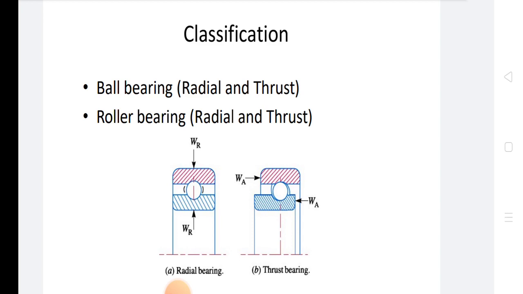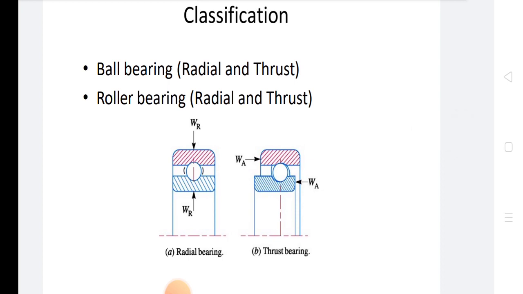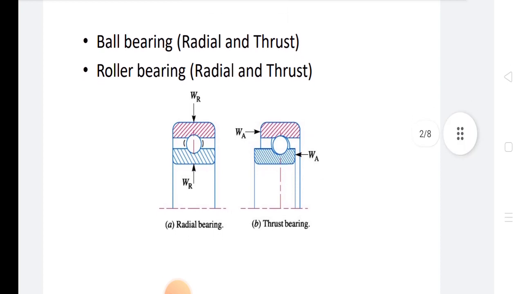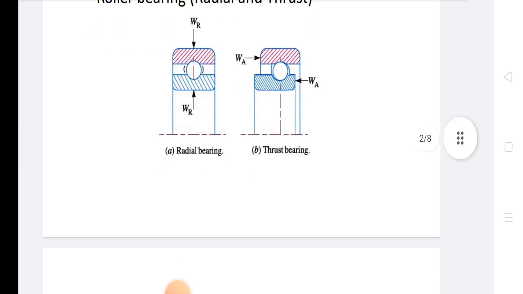In types of rolling contact bearing, there are two types, ball bearing and roller bearing. In ball bearings there are 6 types: single row deep groove ball bearing, single row deep groove ball bearing with notch, self-aligning bearing, double row deep groove ball bearing, thrust ball bearing, and angular contact bearing. In roller bearings: cylindrical roller bearing, spherical roller bearing, taper roller bearing, and needle roller bearing.